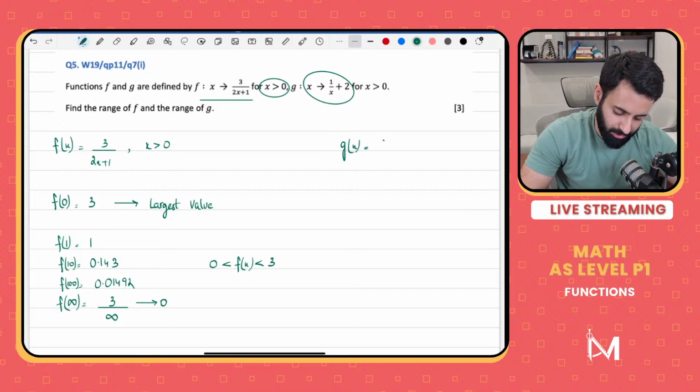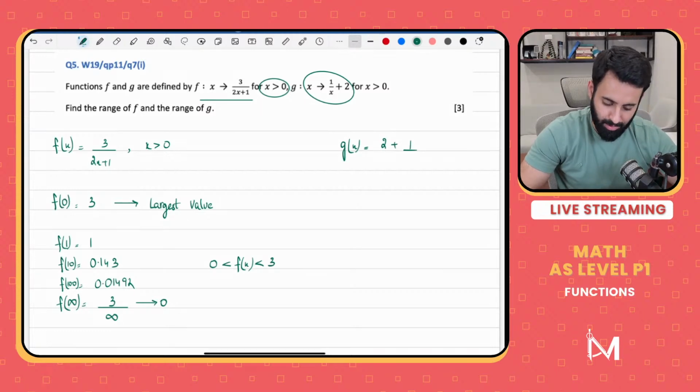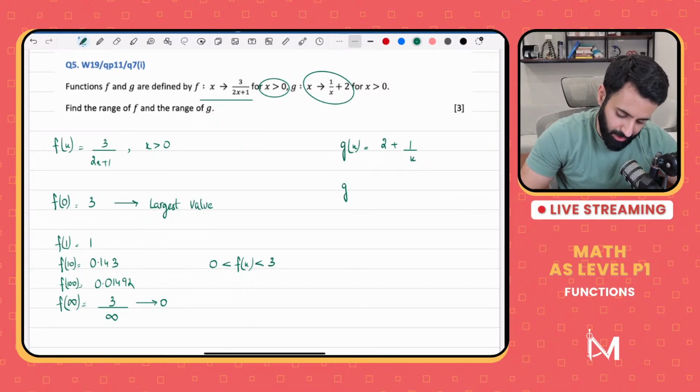Now let's talk about g of x, which is equal to 2 plus 1 upon x. Here also, let's start by plugging in 0.